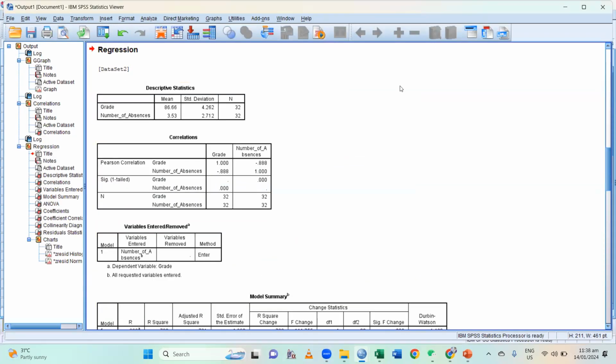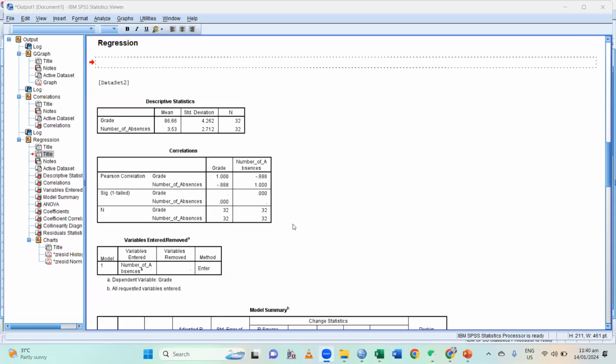Okay. So now, here, for example, for your descriptive statistics, we have the following. In this case, it just gave you the mean and standard deviation. No? Mean grade is 86.66. The average number of absences is 3.53. With their standard deviations, and your n equals 32. N equals 32 tells us that there are 32 respondents, no, in this case. So you could see also from here, remember we ran Pearson R earlier? It gave you the same answers here. Okay?